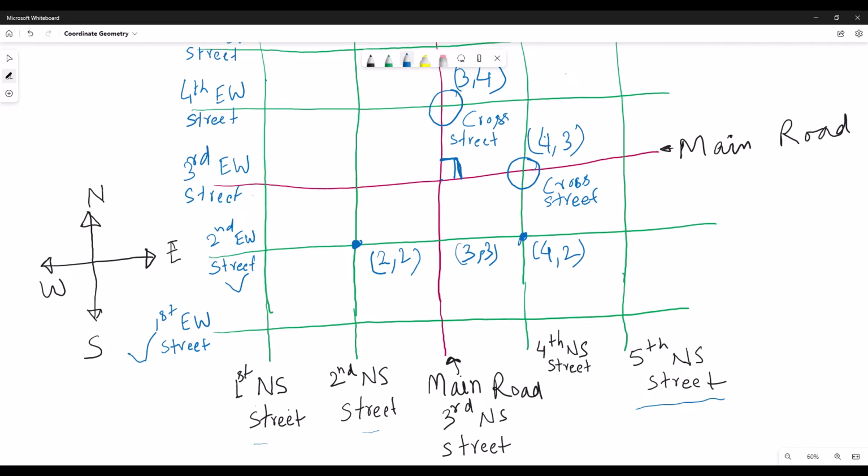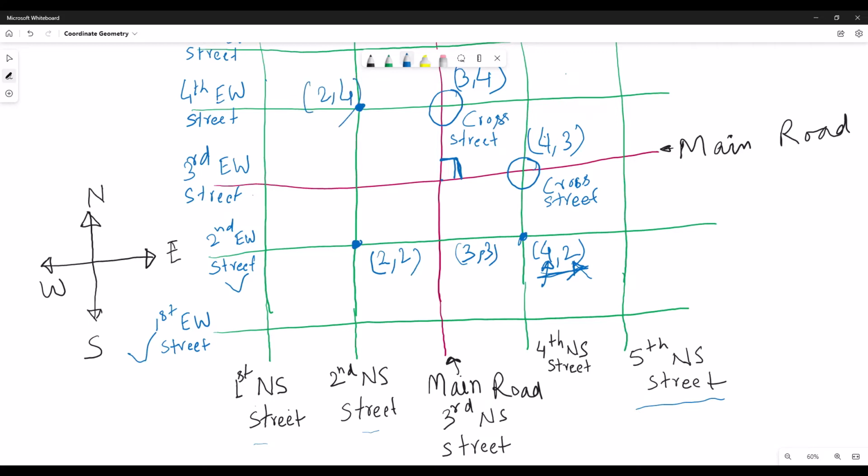So if we say 4, 2 crossing, go to 4, 2 crossing, where do we have to go? You have to go to the fourth north-south street and the second east-west street. So the first one is the road number of the north-south and the second one is the road number of the east-west direction, right? So if we ask what is this crossing, which two roads are crossing each other? This is the second north-south and the fourth east-west. So this is the 2, 4 crossing.